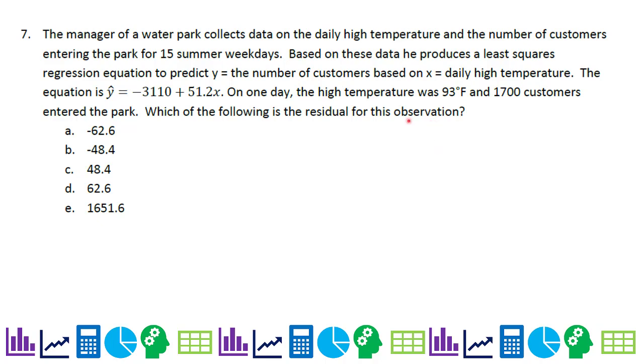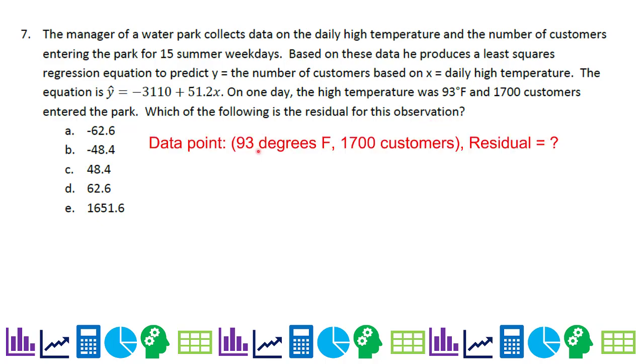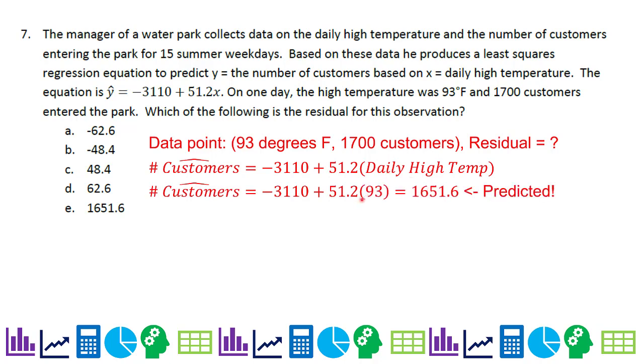So first of all, I'm going to go ahead and get the data point. So it's 93 degrees Fahrenheit and 1,700 customers. And the question is, what is the residual? I do not like x and y when I'm working on this, so I'm going to replace those with words. I'm going to say predicted number of customers equals negative 3110 plus 51.2 times the daily high temp. Then I'll go ahead and substitute 93 in here.